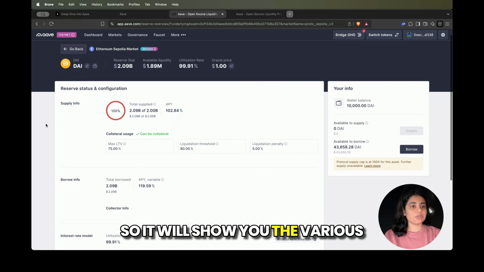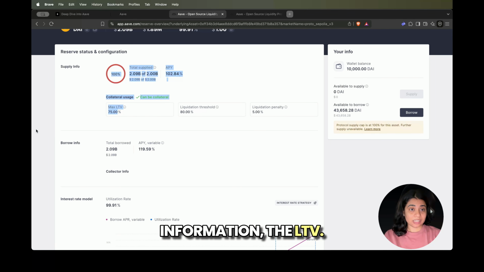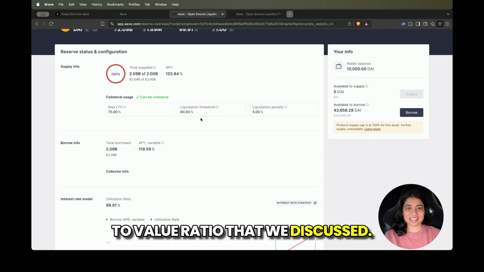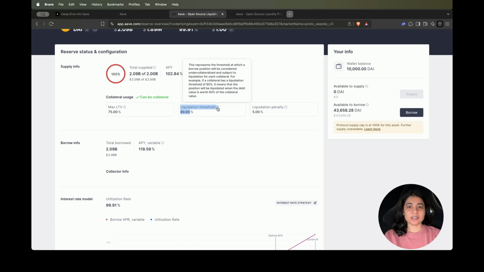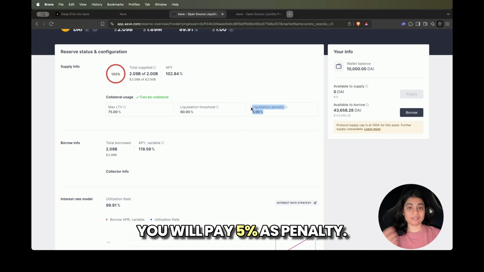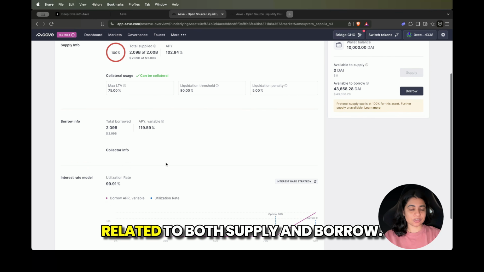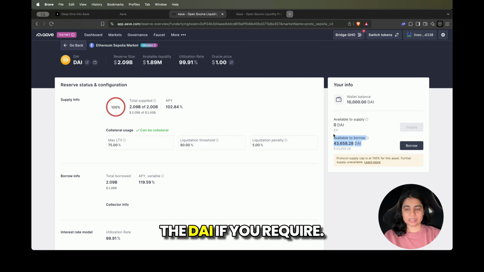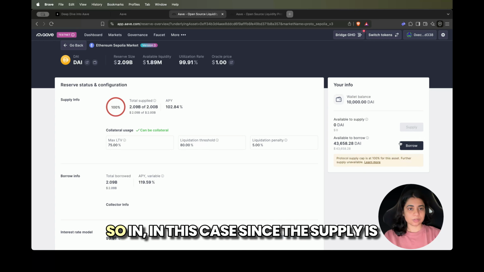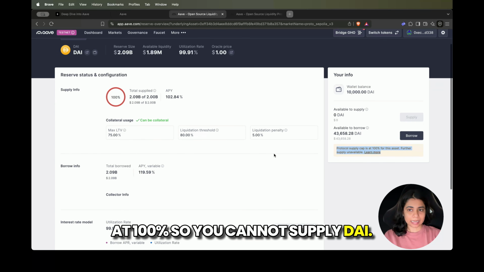It will show you the various reserve details, the supply information, the LTV. This is the loan to value ratio that we discussed. This is the liquidation threshold. And then this is the liquidation penalty. In case you get liquidated, you will pay 5% as penalty. You can see various other info related to both supply and borrow. Since the supply is at 100%, you cannot supply DAI, but we can borrow.